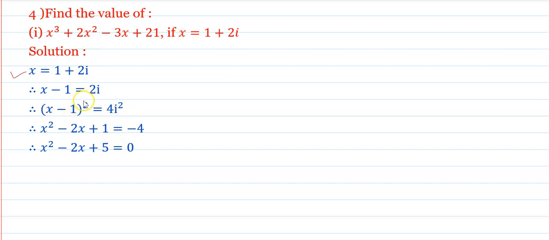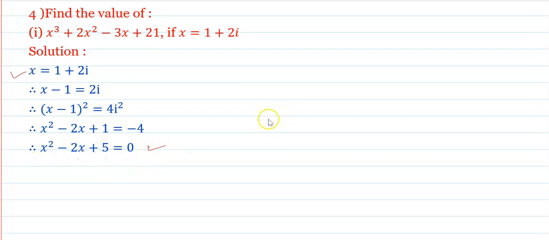Expansion of x minus 1 bracket square here is x square minus 2x plus 1, and on the right 4i square. i square is minus 1. That is minus 4. And therefore, you will get here x square minus 2x plus 1. Bring this minus 4 to the other side. That will become plus. Therefore, x square minus 2x plus 5, that is equals to 0.